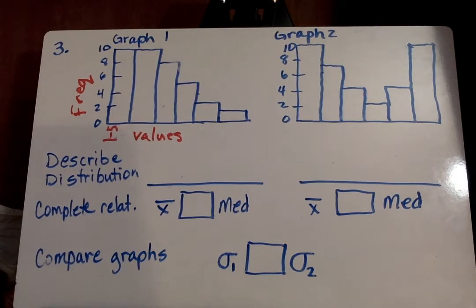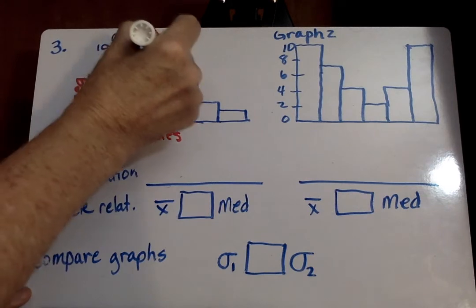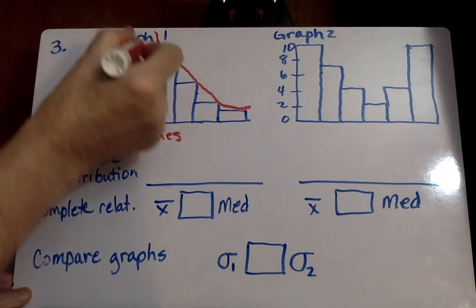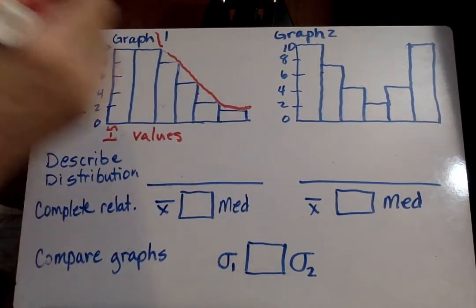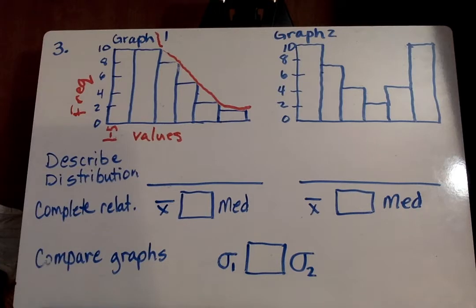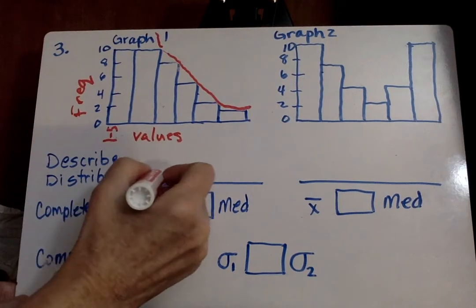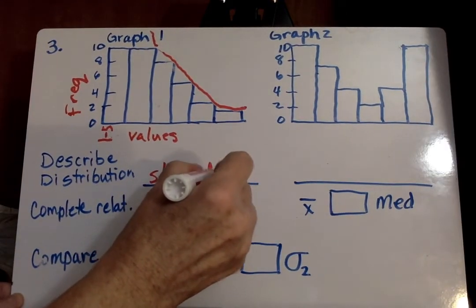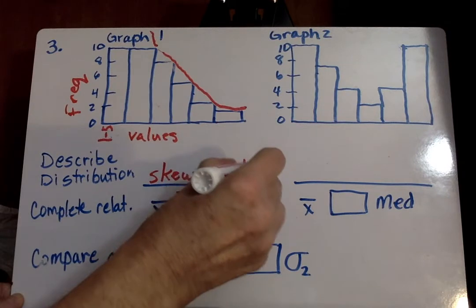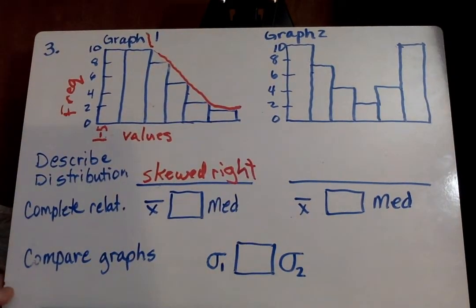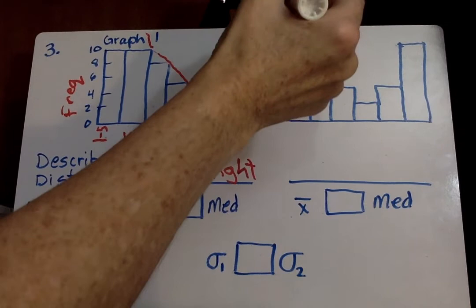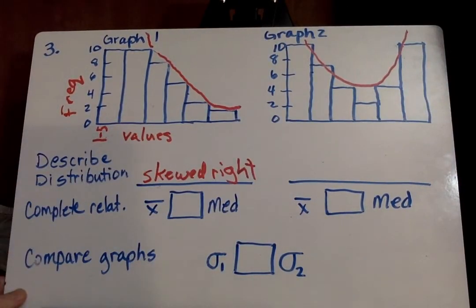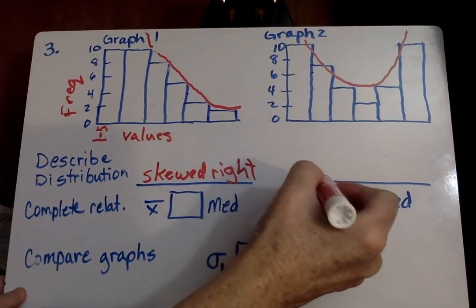So we're going to describe the distribution. I go ahead and draw the ends of my graph like that. Again, there's less data on the right, so that is going to be skewed right. Right here, I can draw this. And so what's that going to be? Symmetrical.